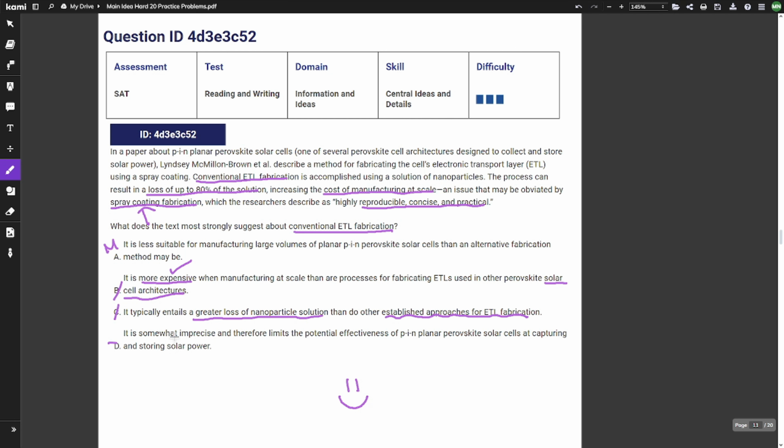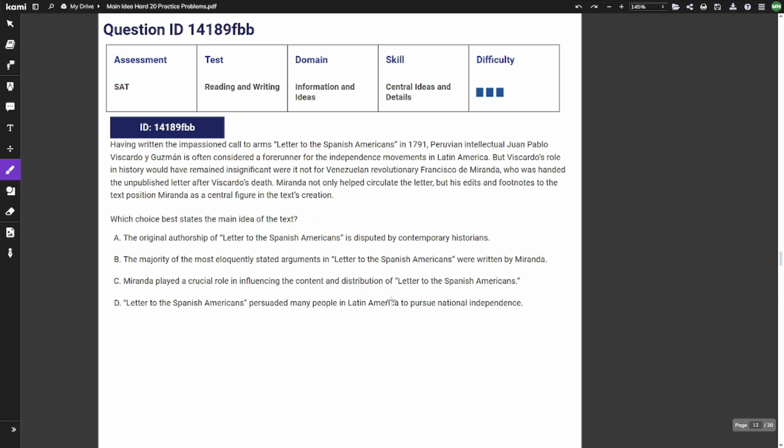And then D, it is somewhat imprecise and limits the potential effectiveness. That's just a whole bunch of random babbling, alright? The text also never ever mentions that. So our best answer will be A. Question number 12. Once again, feel free to pause and read.